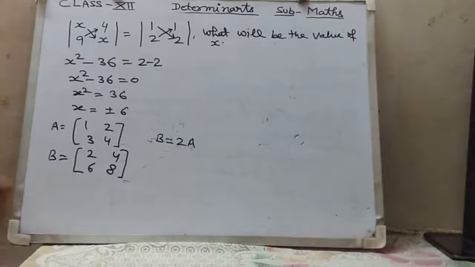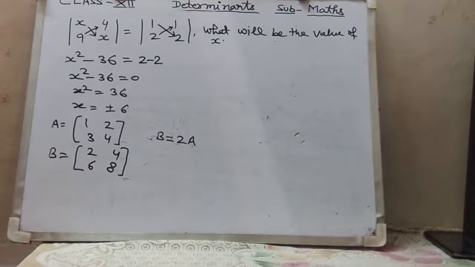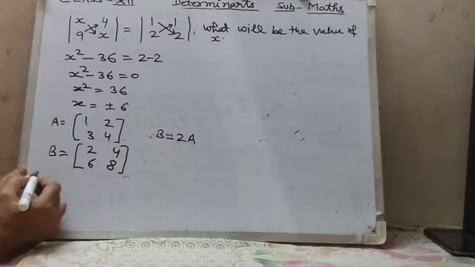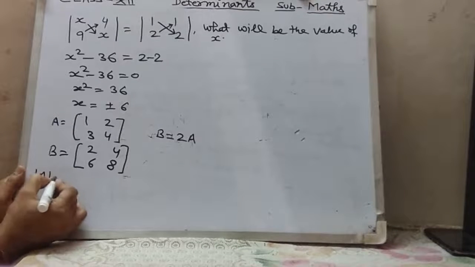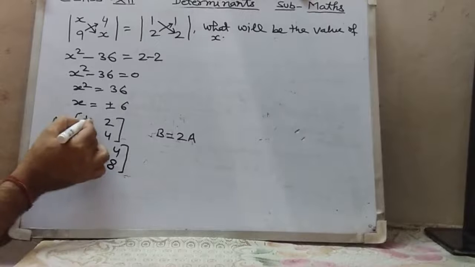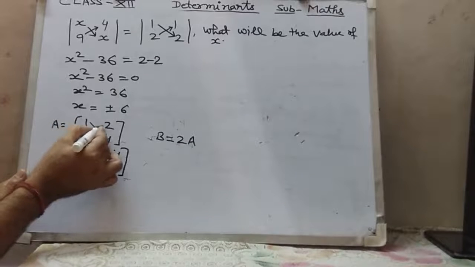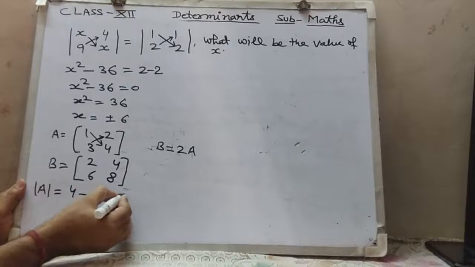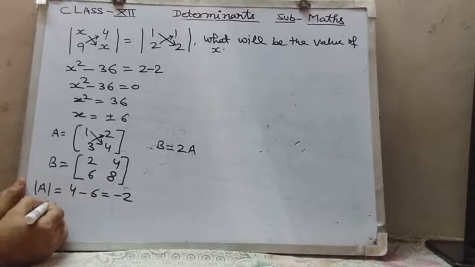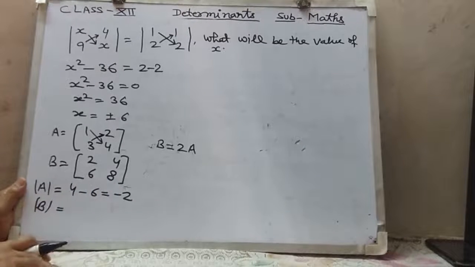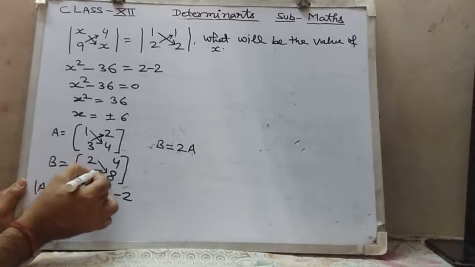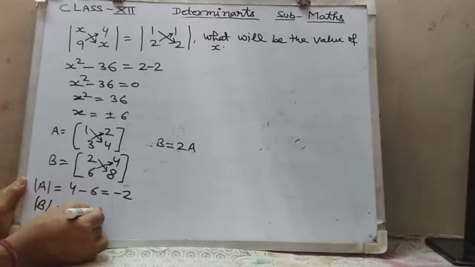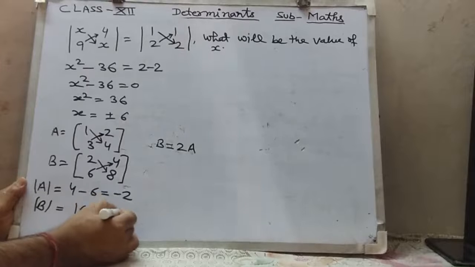Let us see about its determinant. If I am finding the value of determinant A, then determinant A will be 4 minus 6, that is minus 2. The value of determinant B is equal to 16 minus 24. So that is minus 8.